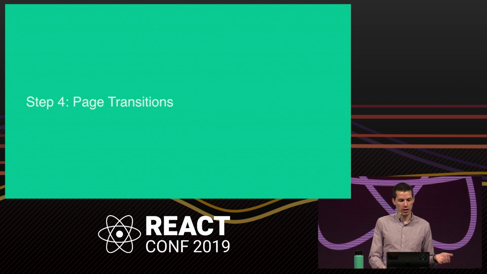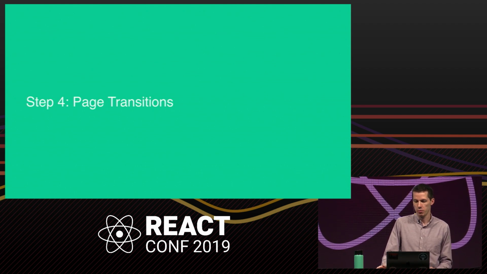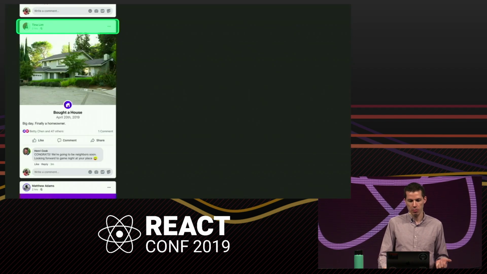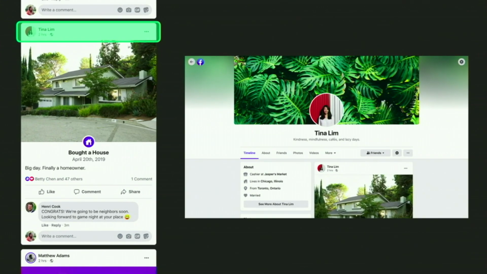Now, so far, we've looked at how we would load data for a single page. Next, let's look at how we can use Suspense when loading data for a new page, for page transitions or things like modals or tooltips. For example, if I click on a user's name, I'll be taken to their profile page. So let's look at how we might fetch data for this.